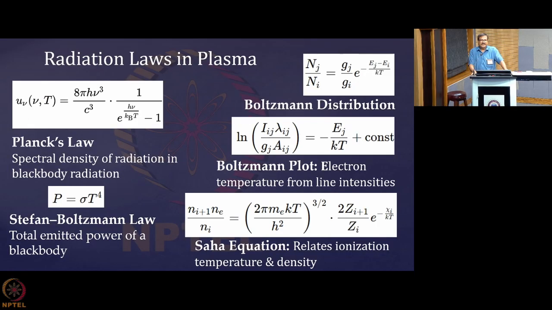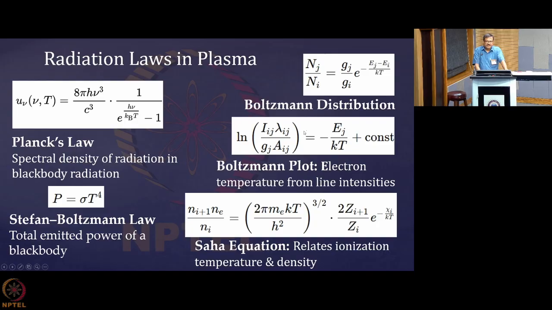The basic radiation laws that we have studied in our regular plasma classes: one is Planck's law that gives the spectral energy density distribution of a black body, that is U(ν,T) = 8πhν³/c³ × 1/(exp(hν/kT) − 1). Then we had the Stefan-Boltzmann law that gives the total emitted power of a black body as P = σT⁴.